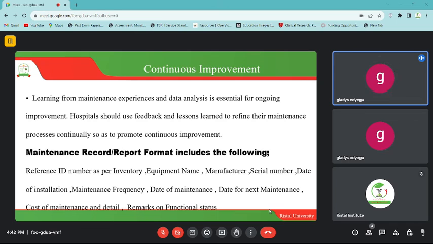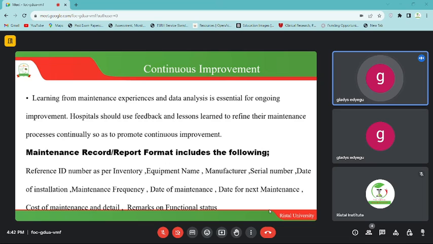That way those details are taken note of. In case the machine breaks down, you may realize that the cost of maintenance will be high because you decided to buy a new spare part, which cost you a lot of money. By writing this down and noting the cost of maintenance and the details, it may also help you prevent the next breakdown by following the date for the next maintenance. So remarks on functional status also have to be documented.